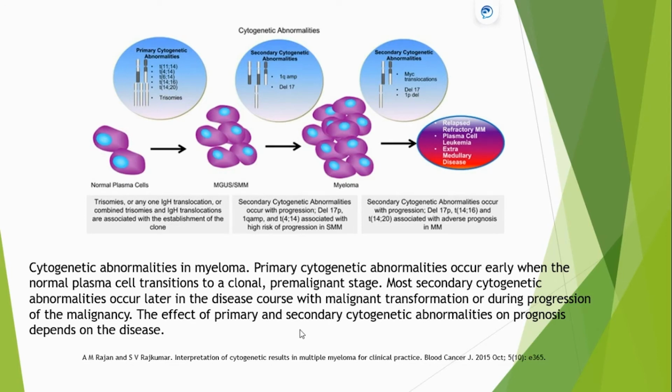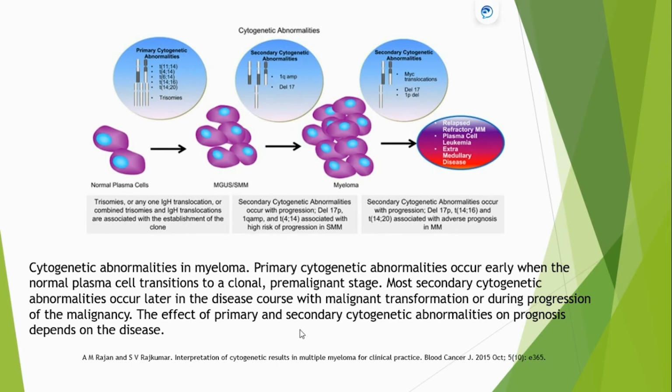As a primary event, normal plasma cells can acquire these abnormalities, like hyperdiploidy or any of the IGH translocations, or a combination of these two. Then you switch to the middle box. It says the secondary cytogenetic abnormalities. Here is the time that MGUS or smoldering myeloma switch to myeloma or progress to myeloma. Here you're going to have the secondary ones like deletion of 17p or gain of 1q.